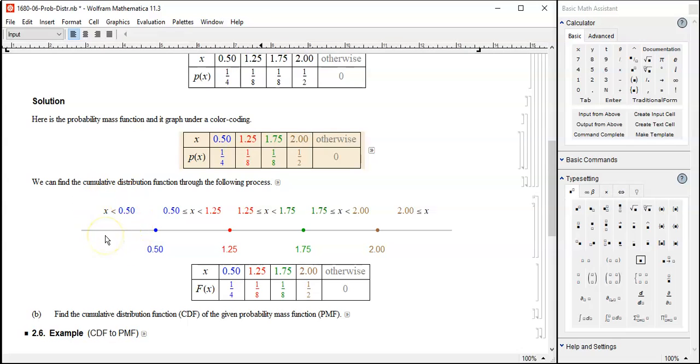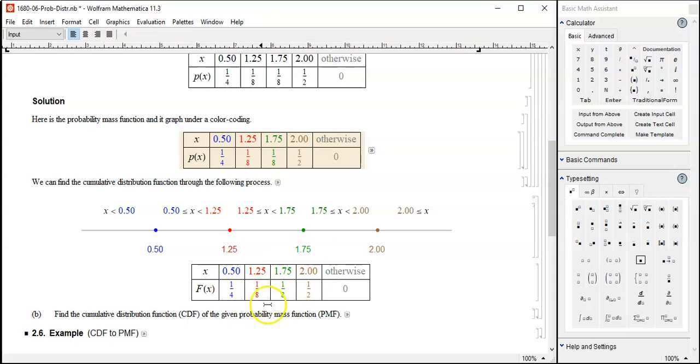And then let us mark the intervals. Here in this interval, x is less than 0.5. The second interval is between 0.5 and 1.25. Next, between 1.25 and 1.75, and so on. So we have these four numbers, and these four numbers divide the number line into 5 pieces: 1, 2, 3, 4, 5. And for each interval, we have the appropriate cumulative probability, and that's something we are looking for.